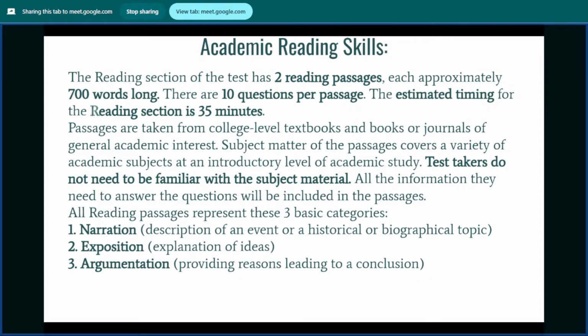Now, in a reading section, we have two passages. Okay, two reading passages, which will be your academic level passages, from college level textbooks. They will be around 700, 750 words long. They are not very long, but they are not very short either. Now for each passage, you will get 10 questions and your points will be 11 points each passage. That means overall 22 points.